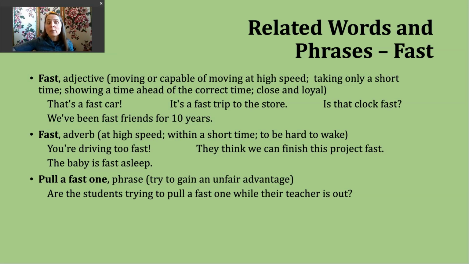Now let's talk about how we can use fast as an adverb. Remember, with an adverb, many times we are describing an action, but we could also be describing an adjective as well, or another adverb, really, kind of 3 ways to use adverbs. So the first way we might use the adverb fast is to note that something is being done at a high speed. So an example of this, you're driving too fast, right? At too high of a speed.